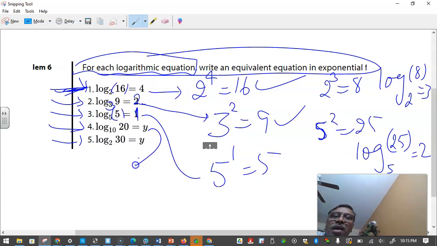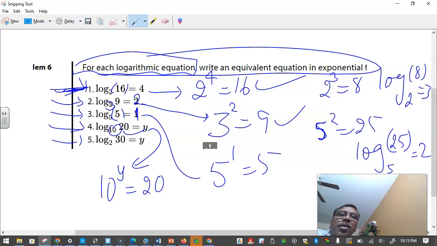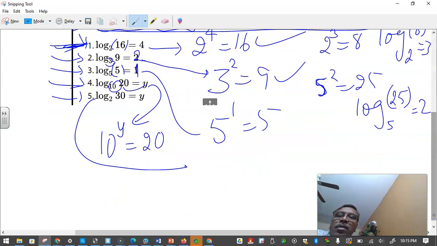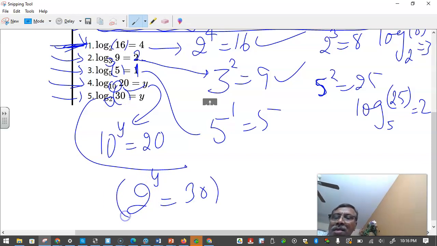That is correct. This one is 10, so that's the base 10. Push it up. y equals 20. And the last one, this one's base is 2, right? So 2 raised to y equals this input, and the input becomes the output. And you're done. Let's go to the next one.